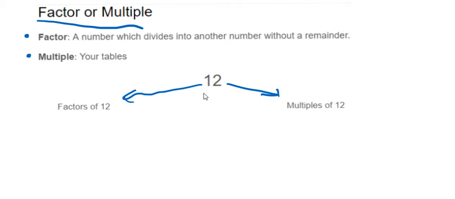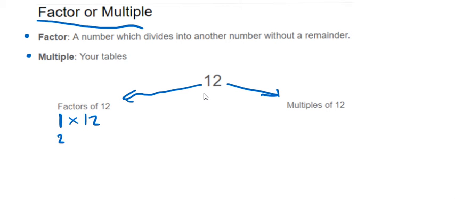But first let's look at the factors of 12. A factor is a number which divides in without a remainder, so we're looking for numbers that divide into 12 that don't leave a remainder. The first two everybody should always be able to get really quickly. 1 and the number itself will always both be factors, because 1 is a factor of everything, and the number itself, in this case 12, has to divide into itself.